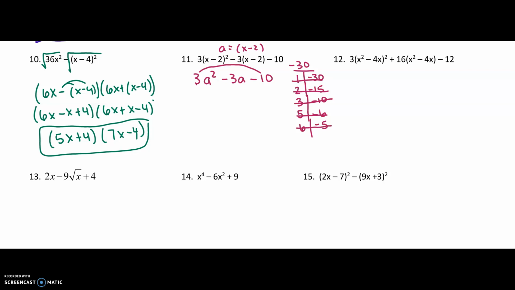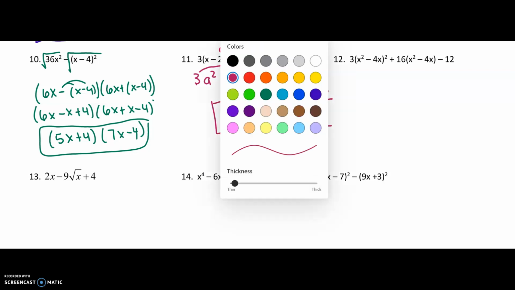Well, there are no factors of negative 30 that add up to negative 3. If that's the case, that means it is not factorable. So therefore, this problem is prime. For number 12, again, we have a quadratic form.